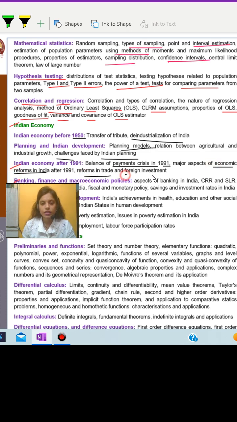Then reforms in trade and foreign investment. Coming to banking, finance, and macroeconomic policies, here the things that are important is aspects of banking in India. Then fiscal and monetary policy, savings and investment rates in India. Next, coming to this unit of inequalities in social development. Here, India's achievements in health, education, and other social sectors, this is important. Then human development, all these are important over here. Based on these things, questions would come.